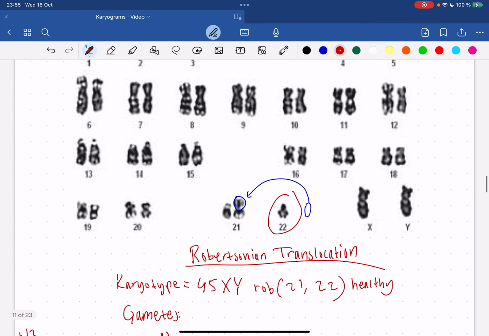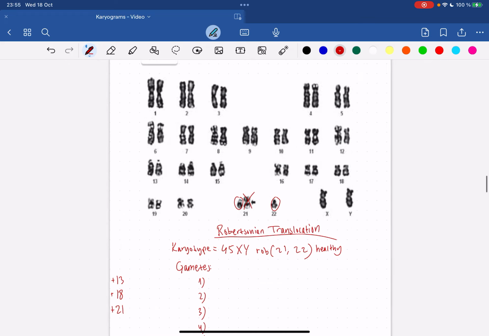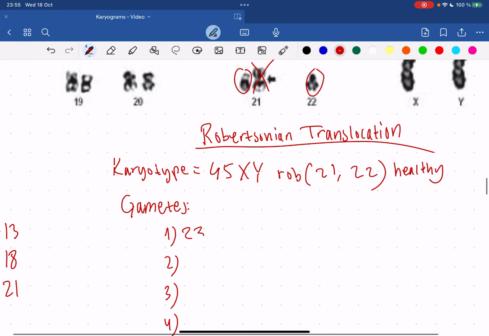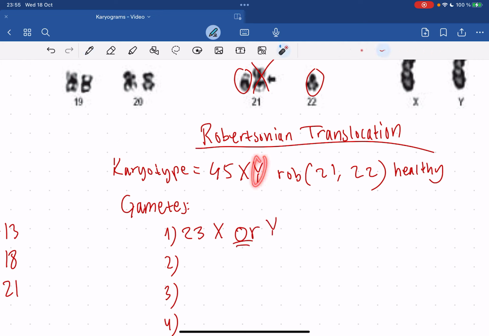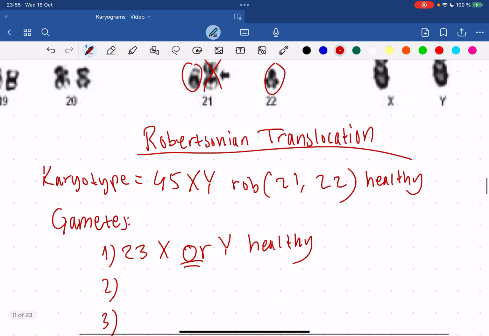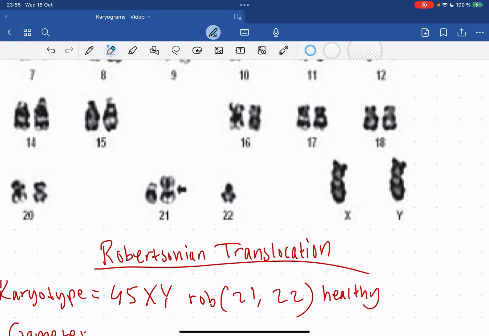The first one, of course, if we choose the healthy, let's delete this. We choose this one, the normal one, and the normal one here. We don't choose this one. That means that we're going to have an equal distribution, i.e. 23, X, or, and remember the or Y, because you can either get the X or the Y from your dad. Number 2, so, oh yeah, this will of course be healthy. Number 2 would be another healthy option, but I'll explain why.